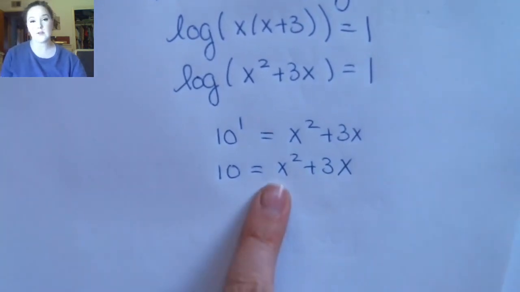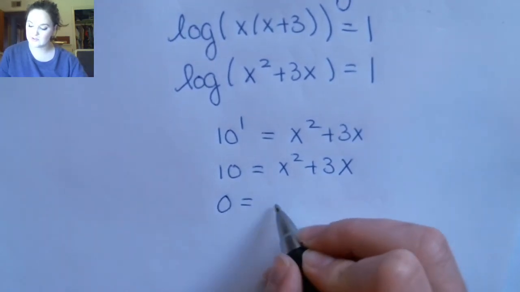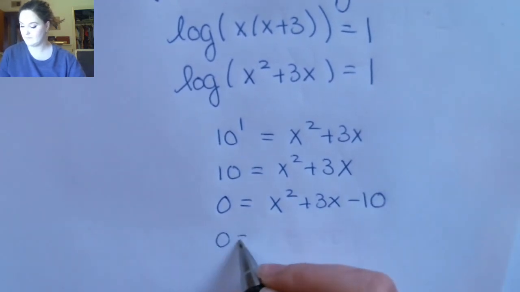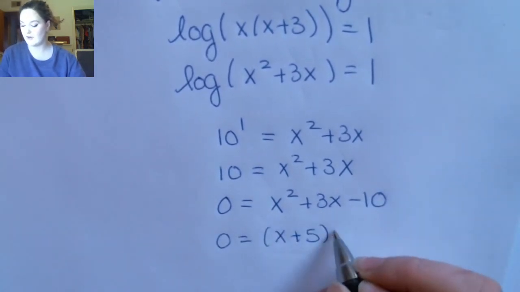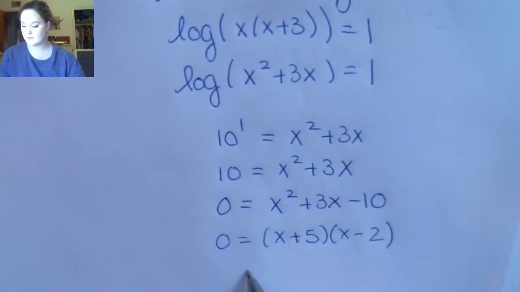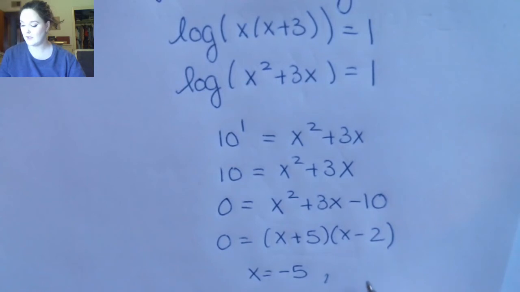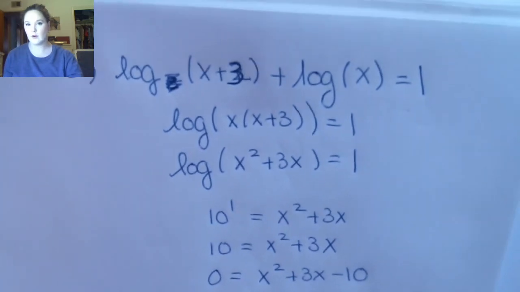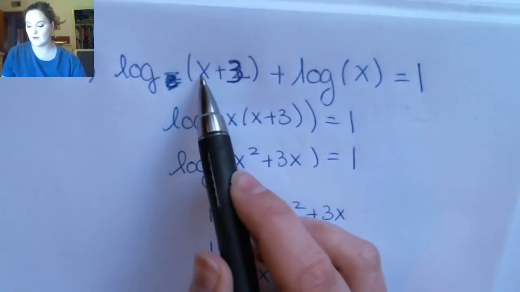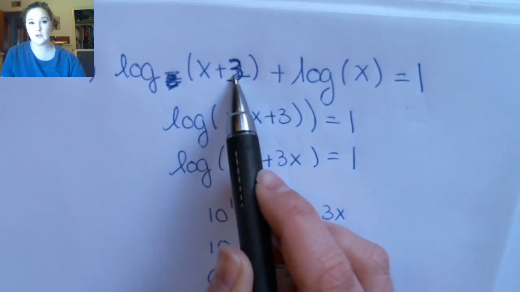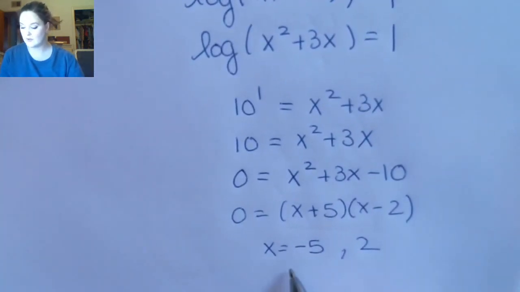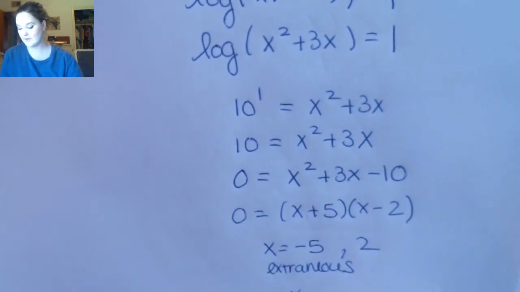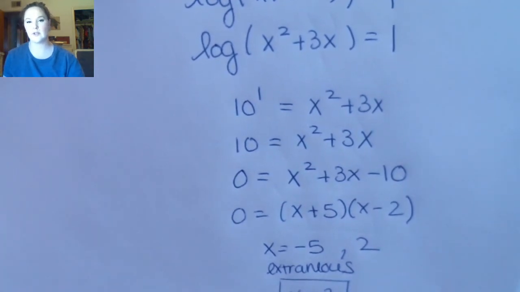Okay, this is a quadratic, so I'm going to move everything to one side and try to factor. So this does factor x plus 5, x minus 2, and that gives me two solutions, -5 and +2. So when you check those, are you allowed to plug in -5 here? You'd have -5 plus 3, that's -2. So no, we're not allowed to. So this is extraneous, and x equals 2 is our real solution here.